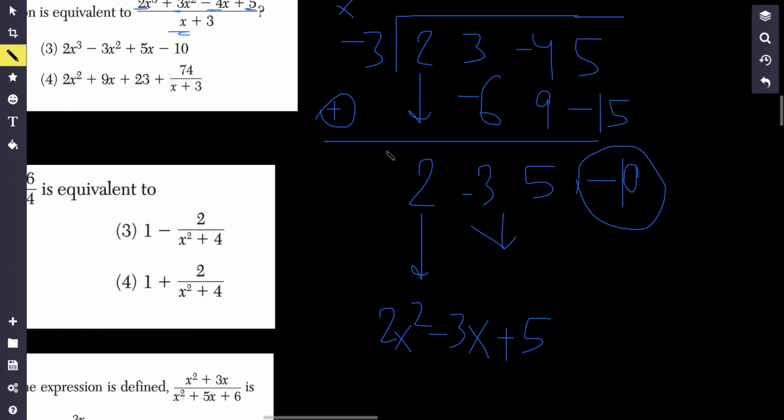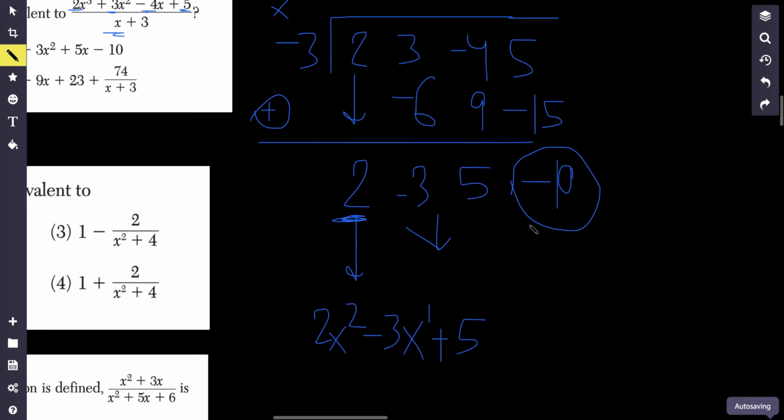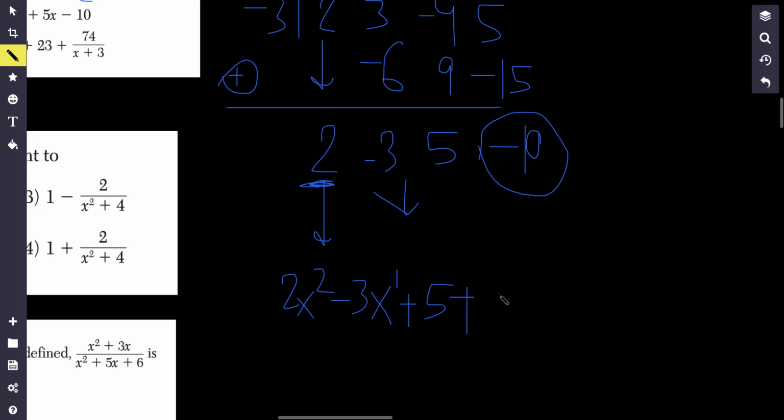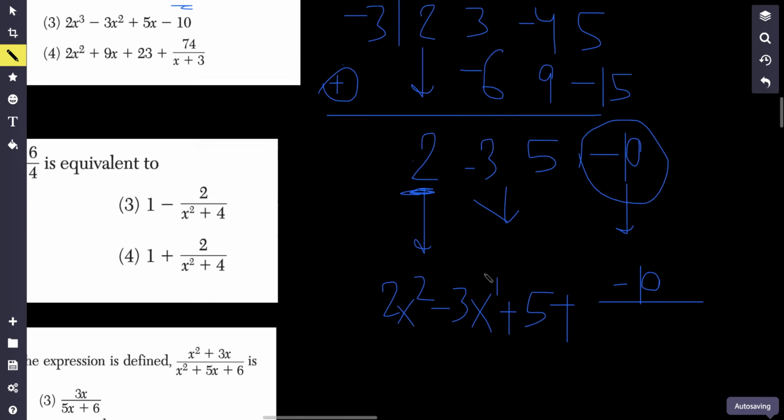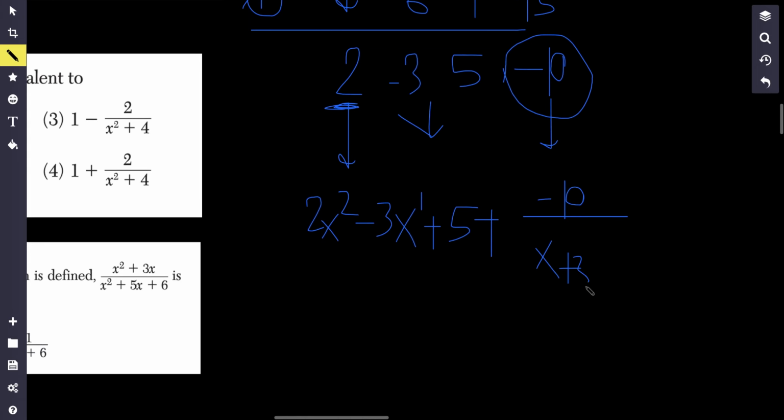Because remember, we're going in order. This represents sort of a standard form for a polynomial, where this is our highest power, then we go one power below, then one power below once again. So whenever you're doing synthetic division, remember that each of these terms has one lower power compared to the other term. And as for our remainder, we have this fraction with our remainder up top, and the thing we're dividing by, in this case x plus 3, on the bottom.